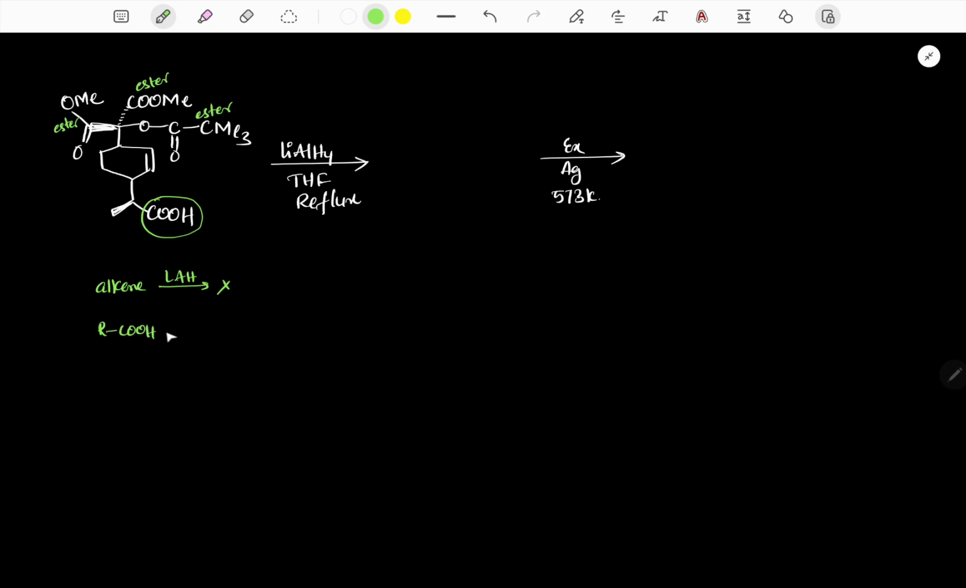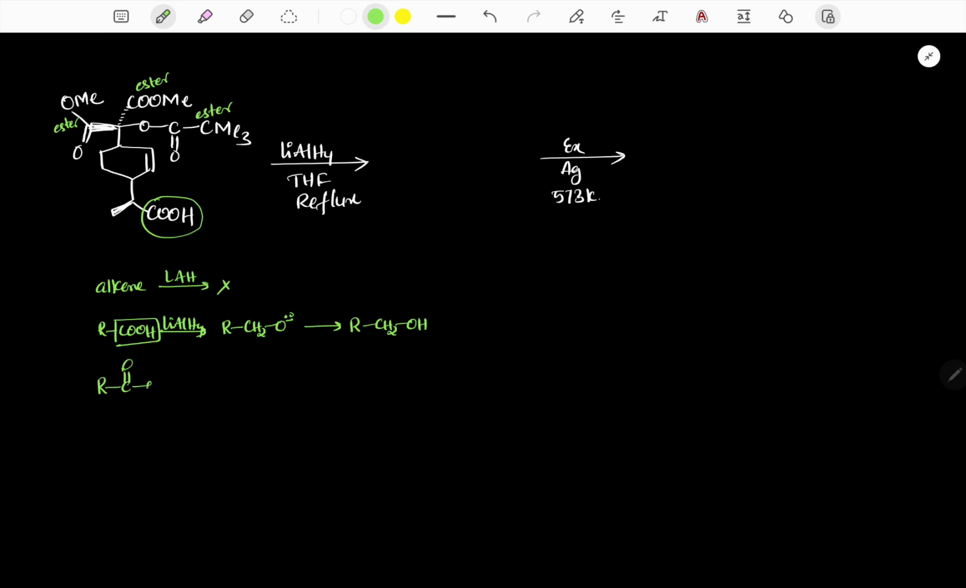Carboxylic acid with lithium aluminum hydride: simply the carboxylic acid part is reduced to the corresponding primary alkoxide. Now by taking the proton from the solvent, it converts into the corresponding primary alcohol.